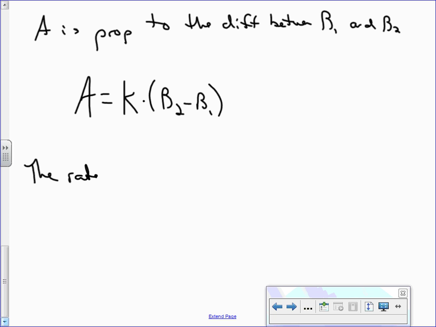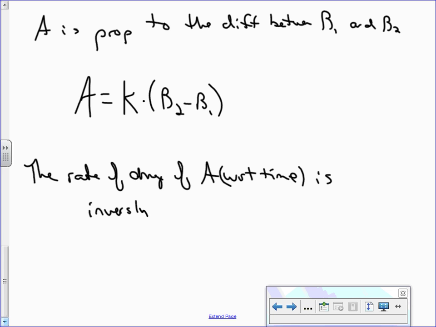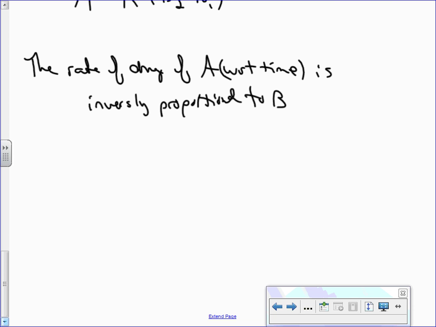The rate of change of A with respect to time is inversely proportional to B. The rate of change of A with respect to time is inversely proportional to B. So, what is the rate of change of A with respect to time? dA/dt is inversely proportional, K over B. Right?